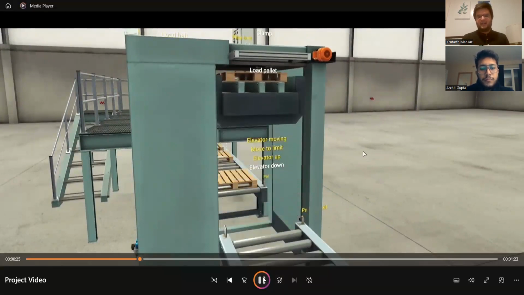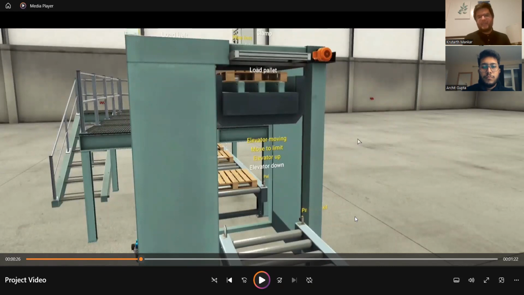As soon as it comes onto the elevator, you can see that there are four sensors: elevator moving, move to limit, elevator up, and elevator down. Elevator moving gives the motion to the elevator, and move to limit is an actuator which gives the elevator motion to the extreme up or extreme down position. Elevator up and elevator down give a slight motion in the upward or downward direction respectively.